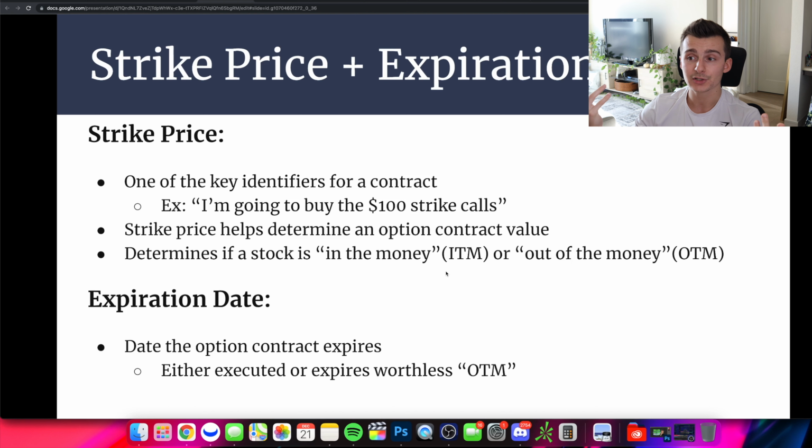So to essentially understand what contract you're talking about, you need the strike price and you need the expiration date, because there's a ton of different options that expire the same day, and there's a ton of different options that'll have the same strike but expire on different dates. So you need to have those two things before you start talking about options, because you'll confuse somebody and there will be differences in the prices, okay?